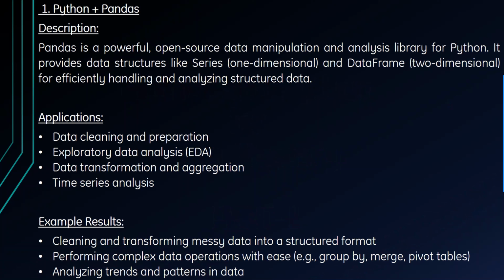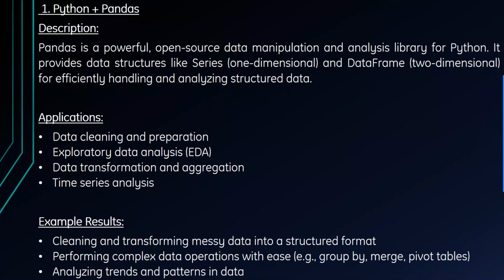For example, you need cleaning. The first and foremost example, which is vastly used, is cleaning and transforming messy data into structured format. When you consider data, it will have a lot of disruption in between. You have a few empty columns, which are not really providing us the information that we need. So we can actually remove them using pandas, and we can perform complex data operations with ease, like group them, merge, or pivot table. And we have analyzing trends and patterns in the data too within pandas.